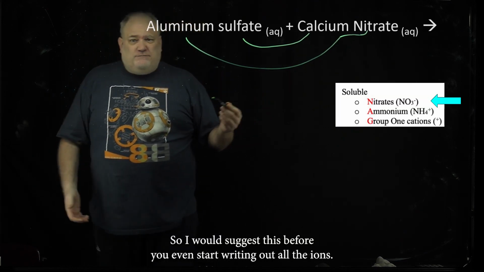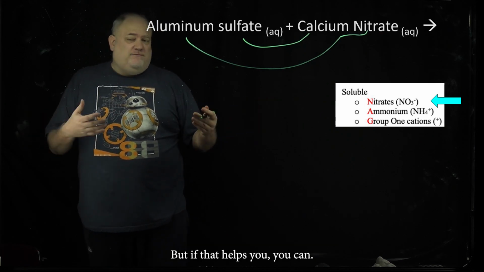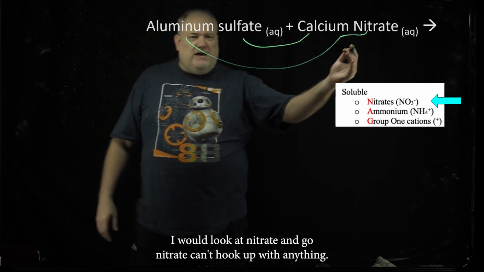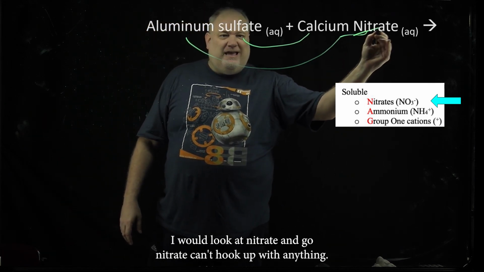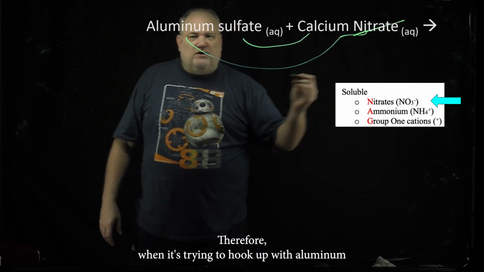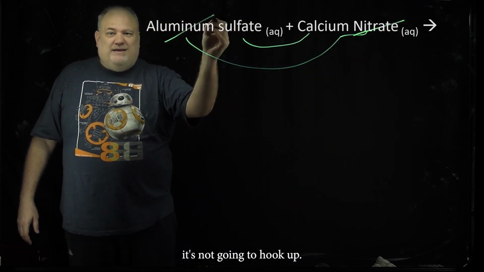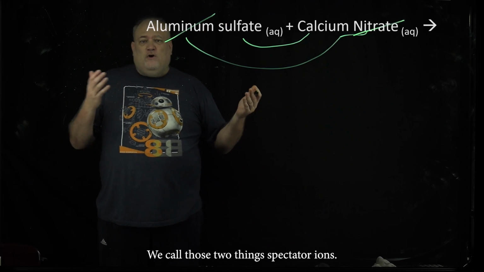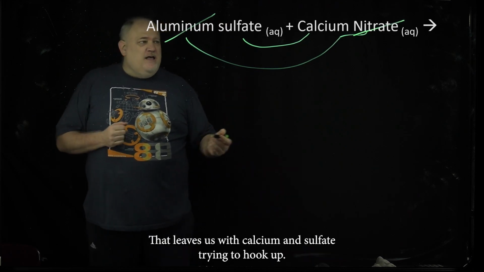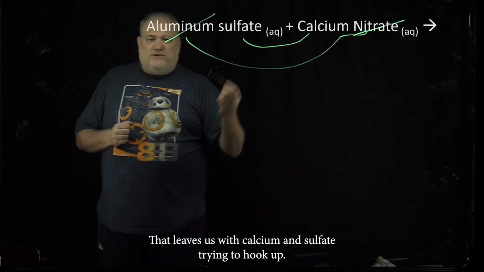So I would suggest this, before you even start writing out all the ions, but if that helps you, you can, I would look at nitrate and go, nitrate can't hook up with anything. Therefore, when it's trying to hook up with aluminum, it's not going to hook up. We call those two things spectator ions. That leaves us with calcium and sulfate trying to hook up.